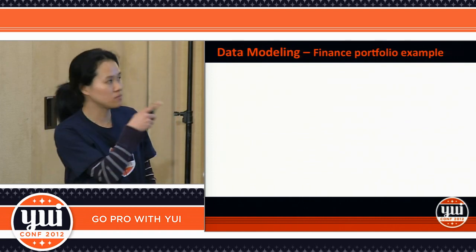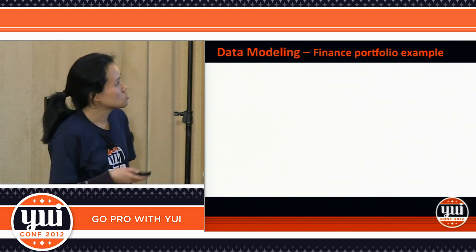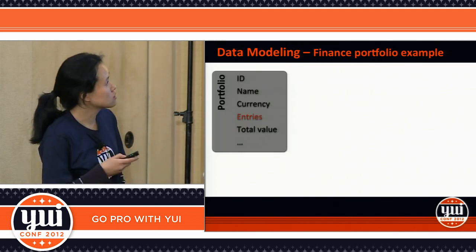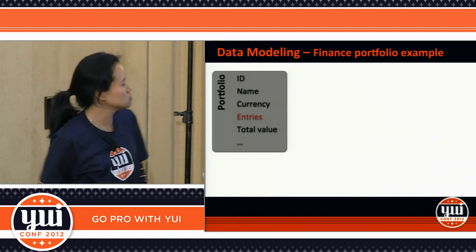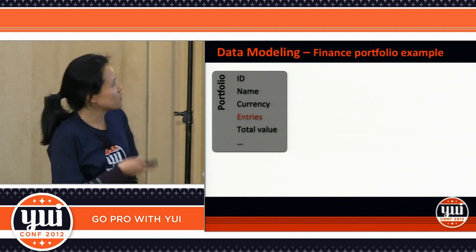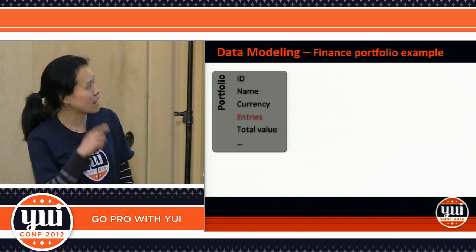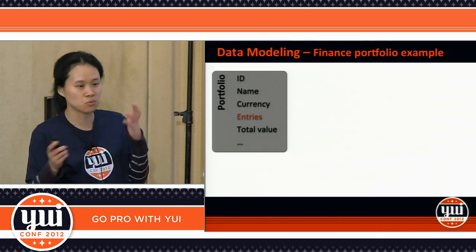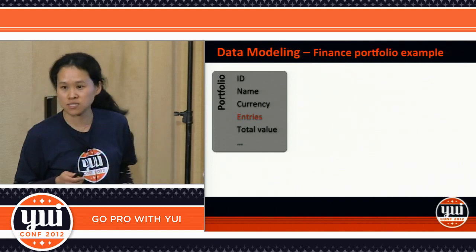So now from this slide, I'm going to show you how we use it at Finance. This is an example of a finance portfolio. I described it a bit at the beginning, but this diagram should be easier to grasp. In a typical finance portfolio, you're going to have an ID, a name like my first portfolio, a currency, a list of entries, and a total value.